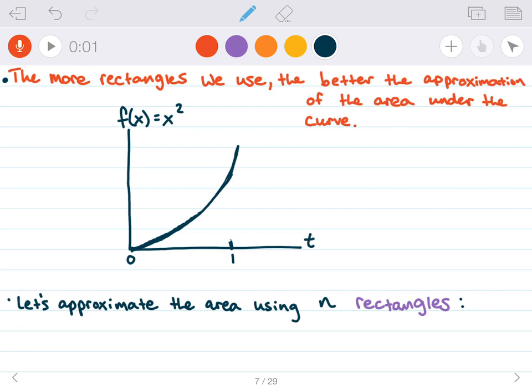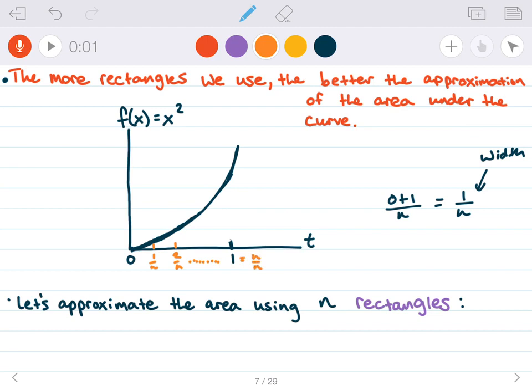So if we took our interval and divided by n, each rectangle's width would be 1 over n instead of 1 over 3, 1 over 5, whatever. So we have 1 over n, 2 over n, infinitely many other ones until we get to n over n, which is 1.